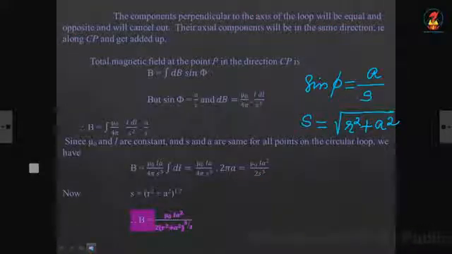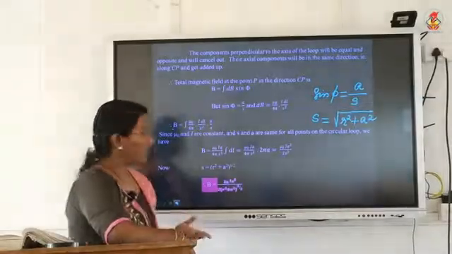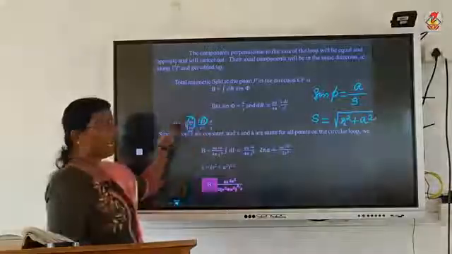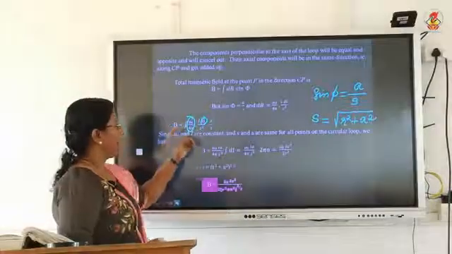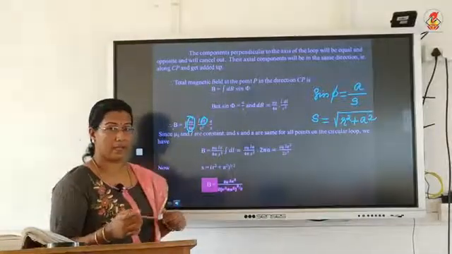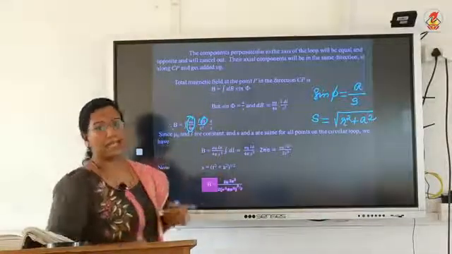Now what you have to do is substitute the value. First I am going to substitute the value of sin phi in my equation. We get dB is equal to mu 0 by 4 pi I dl by s square into a by s, which becomes a by s cube. Now, if you look into this equation, mu 0 by 4 pi is a constant, I is a constant, s is a constant, a is also a constant. So what is varying? Our current element dl is varying.